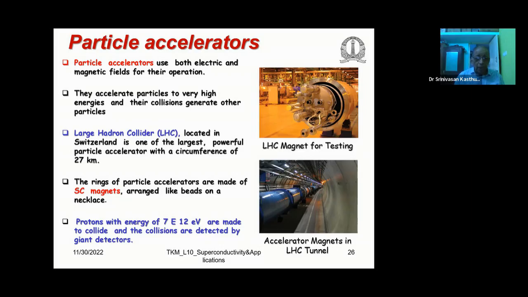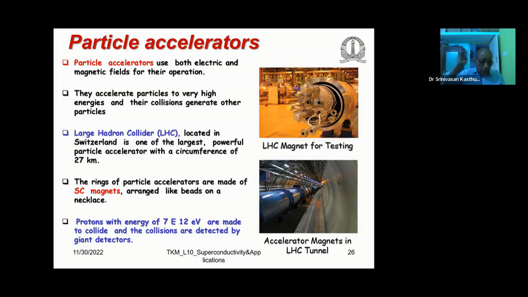When they generate newer particles, this will be useful for research. For example, the Large Hadron Collider, LHC, located in Switzerland, is one of the largest, most powerful particle accelerators, with a circumference of almost 27 kilometers.